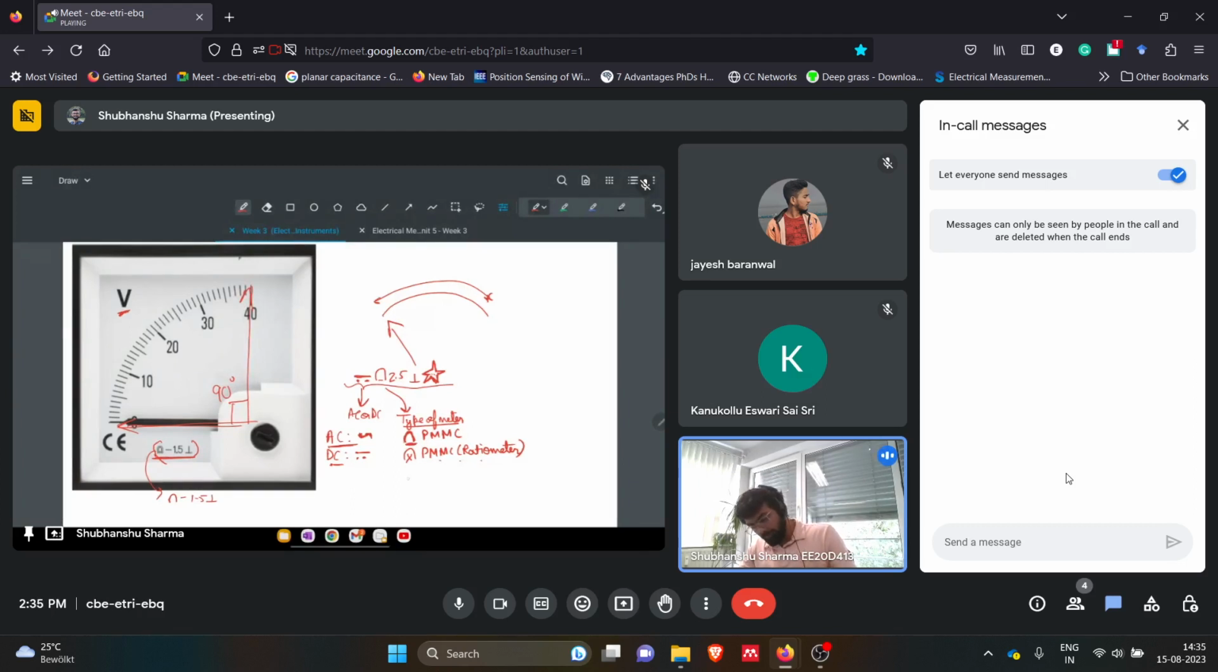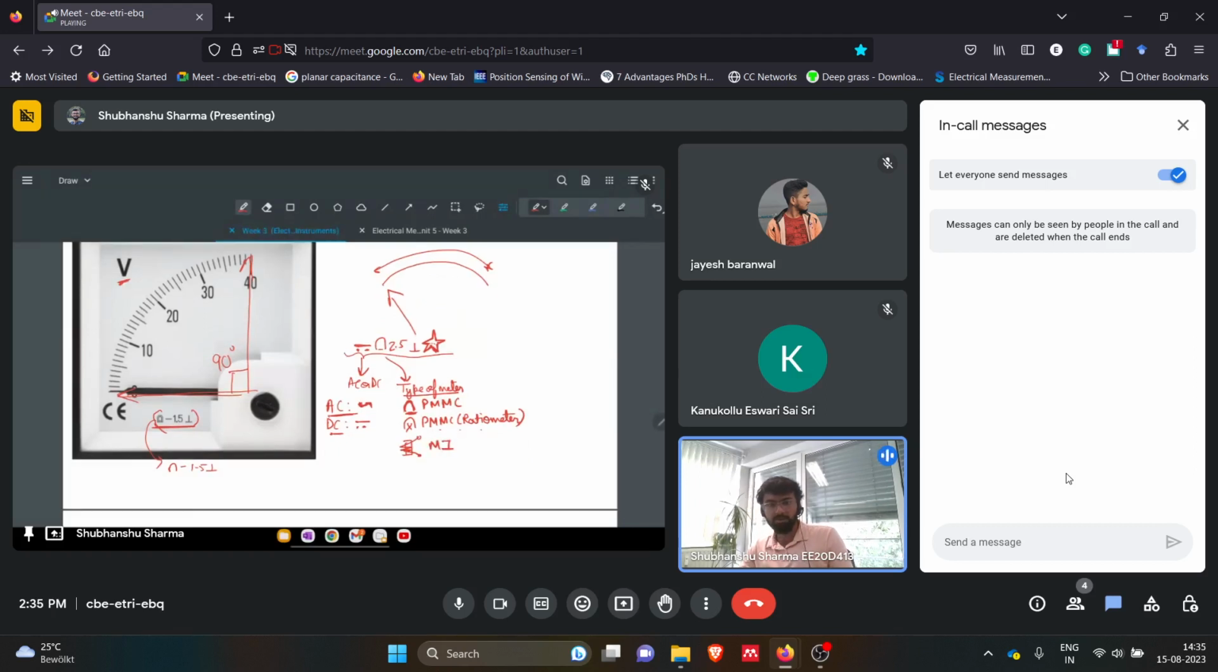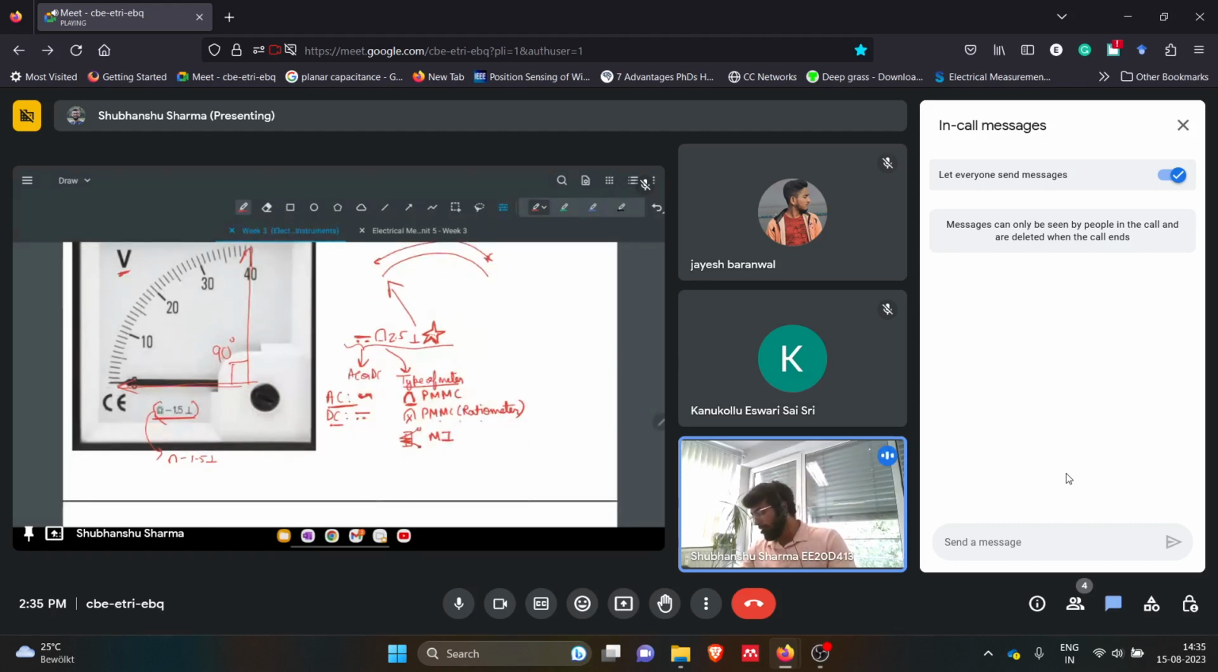Then we have, like this, so this is a moving iron meter. So if this is present on that meter, that means this is a moving iron meter. And then I will just talk about the fundamental, the basics instrument. So this is kind of an electrodynamometer. And if you have a ring-like structure across it, then this is a dynamic meter having iron bars in it.